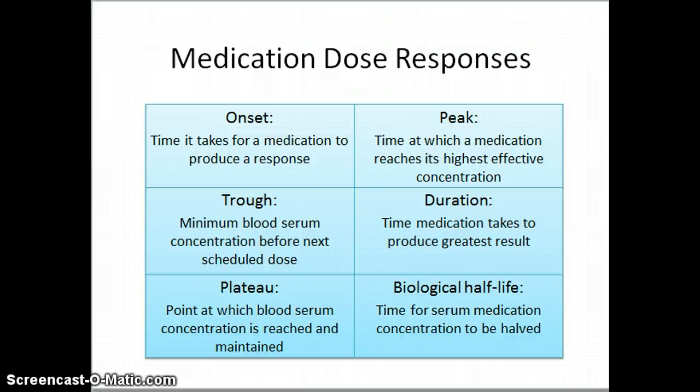This ends medication administration for Potter and Perry, and this is our part 1.